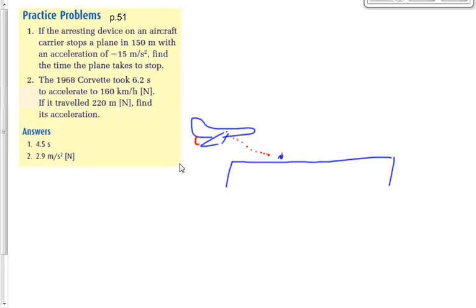And then that's, of course, when they're going to fire their reverse thrusters as well, once they know they're safely on this ship. So the arresting device on this aircraft carrier is this hook that grabs this cable to keep the airplane from crashing into the ocean, going off the end of the aircraft carrier.